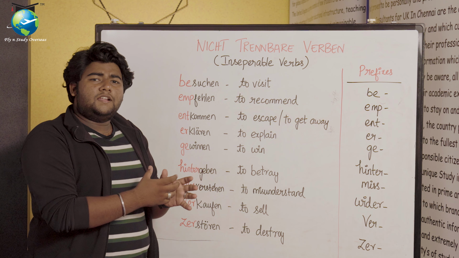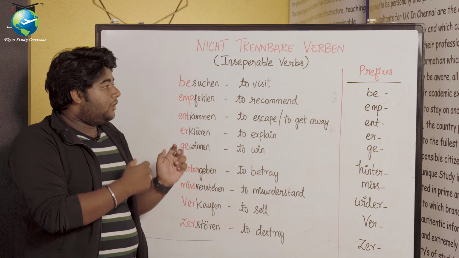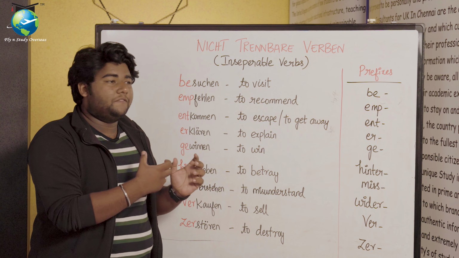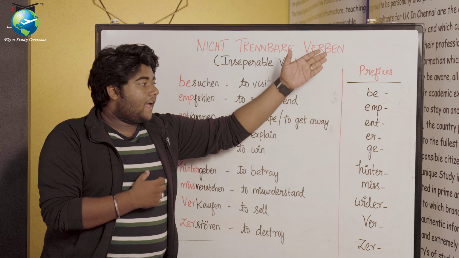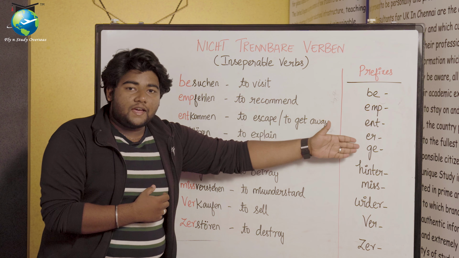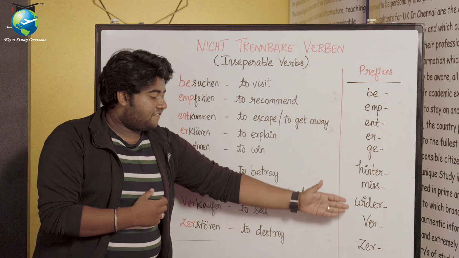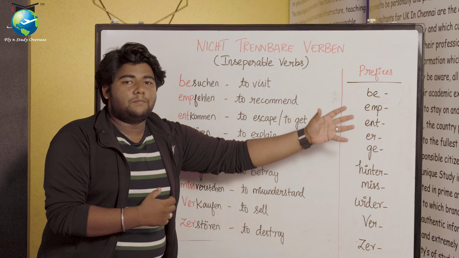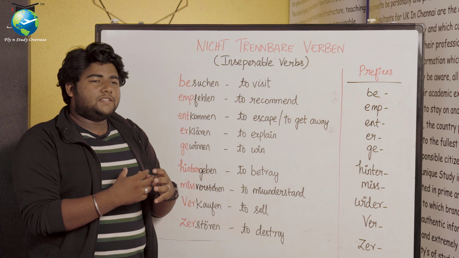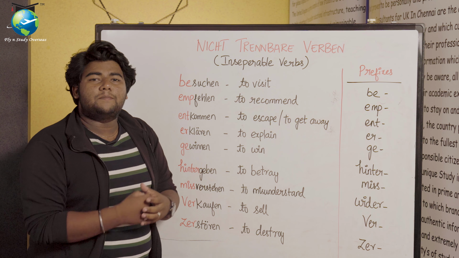And we saw a list of prefixes for Trennbare verben, right? Same like that, we do have different types of prefixes for NICHTTRENNBARE verben. Can you see here? Be, ent, er, ge, hinter, miss, wieder, ver and zer. So these are the prefixes for NICHTTRENNBARE verben. Now let us see how these prefixes are joined with the verbs, with some examples.